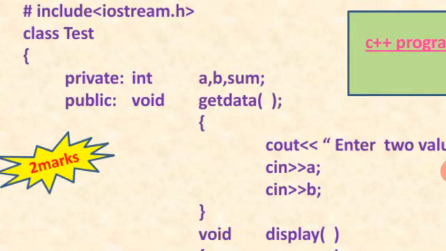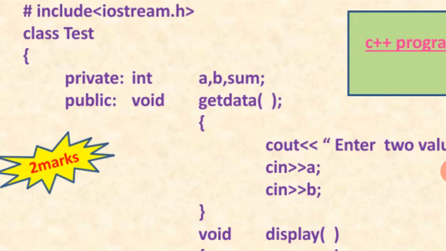We know that a C++ program begins with the header file #include <iostream.h>. The next step is we must define the class. As I have told, follow the syntax. Step 1 is to define the class. I have taken one example here, so I have given the name of the class as test.